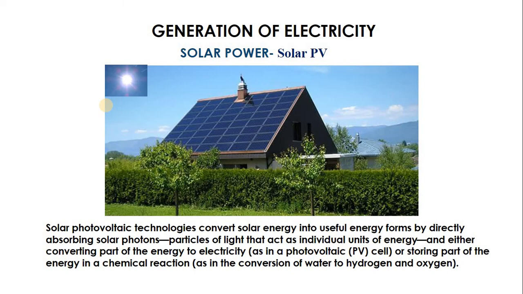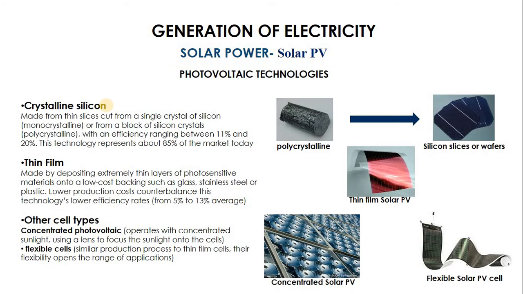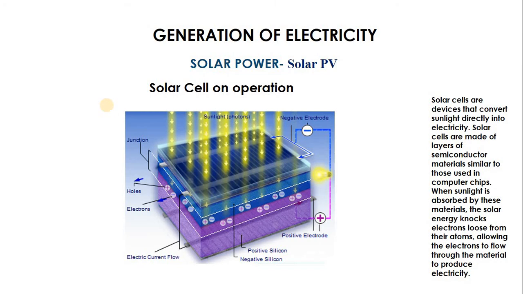So we'll look at how a solar cell works, and we have different technologies for the solar photovoltaic, but that's not ours to talk about now. So let's look at the electronics of it. So this is a solar cell in operation. Now, the solar cell is basically a PN junction.